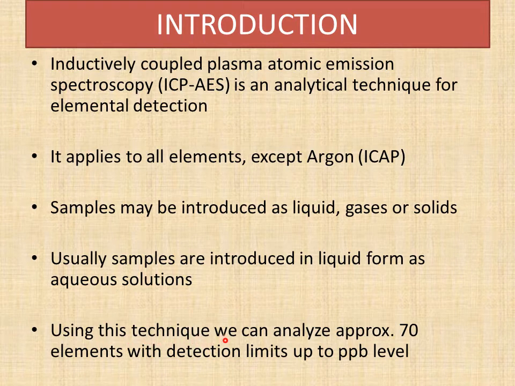Using this technique, we can analyze approximately 70 elements with detection limits up to the parts per billion level. So we are able to analyze more than 70 elements simultaneously. And even if these elements are present in very minute quantity, we can detect them in the sample, even up to the parts per billion level.